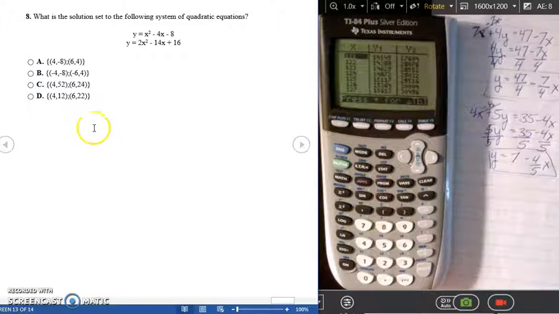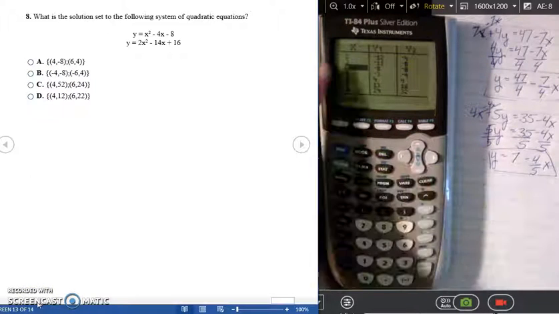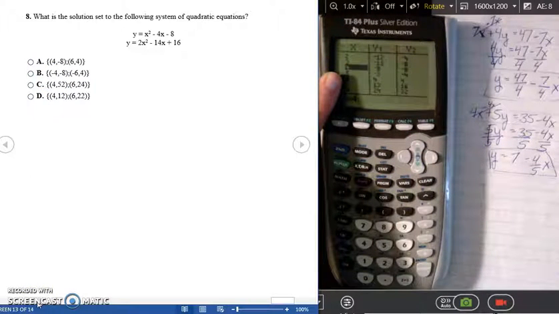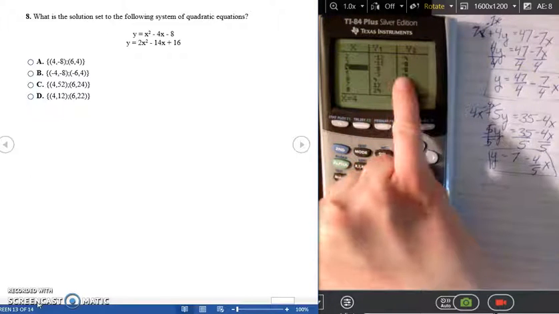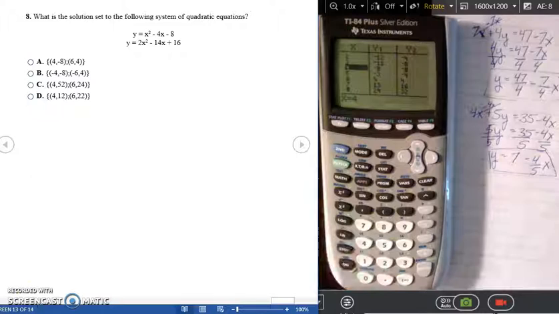And if I notice here, my x choices for the first point are 4 or negative 4. So I scrolled up until I had 4 in the x column. And I look at 4 and I have the same number for both y columns. So that means that is going to be where it intersects. And 4, negative 8 is going to be one of my answers. So it could be A or B.